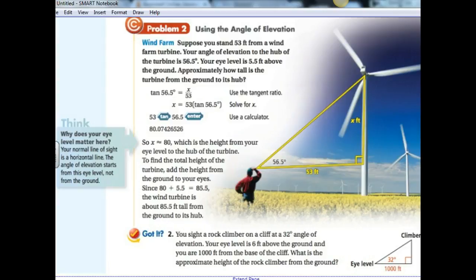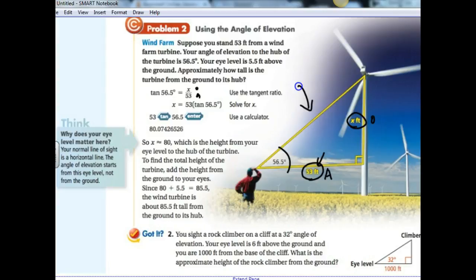Now, the first thing we've got to do is you can see over here to your right that we've created a right triangle in this particular picture. Because we know this particular angle here, we're looking for the height, and we know that we're 53 away, this is considered to be opposite, and this is considered to be adjacent. So they're setting up the trigonometric proportion as the tangent of 56.5 is opposite over adjacent, which is x over 53 in this case.